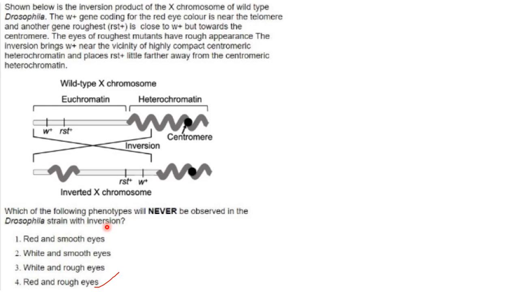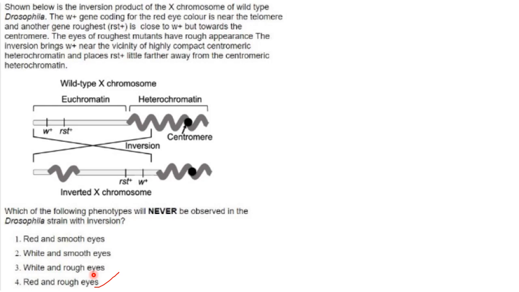Now, if you see the first option, red and smooth eyes. So, you get red eyes over here, smooth eyes over here. Both are not mutated, even being near to the heterochromatin. So, that you can observe in Drosophila strain. White and smooth eyes. So, this is being near to the heterochromatin region. It is not getting expressed, whereas RST plus is getting expressed. So, you get white and smooth eyes. That also can happen.